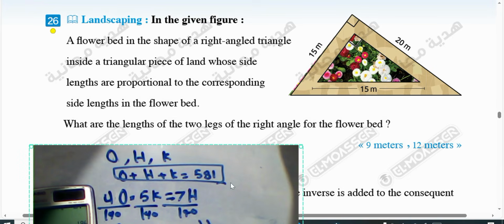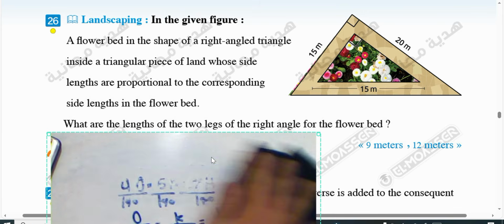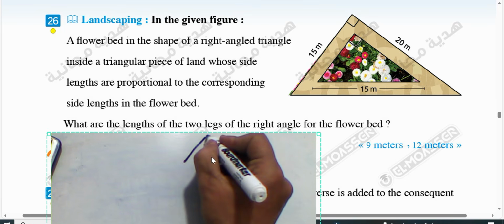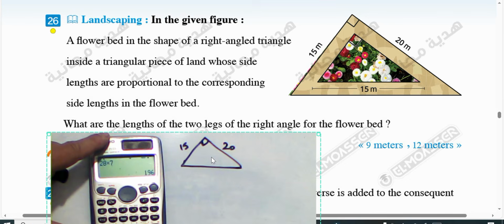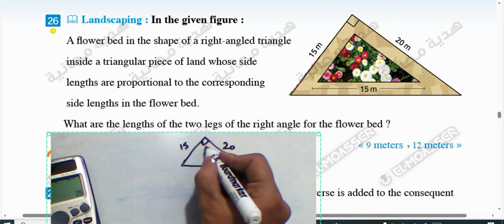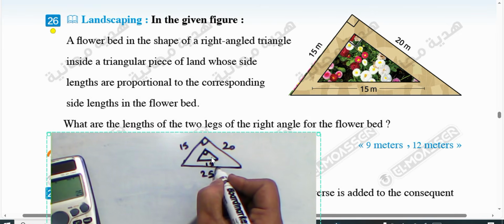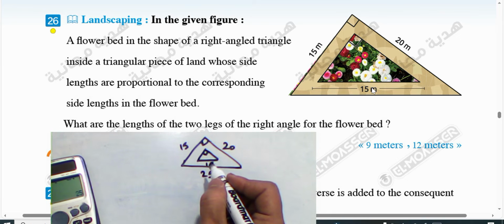Landscape, a given figure. They give me a right angle triangle here, 2 dimensions 15 and 20. We can find this line segment here from the Pythagorean theorem, right? 15 power 2 plus 20 power 2, and then find the square root of the answer. It will be 25. And inside it we have also a right angle triangle like this. We have the hypotenuse will be 15 meters. They want what are the lengths of the 2 ranges here?